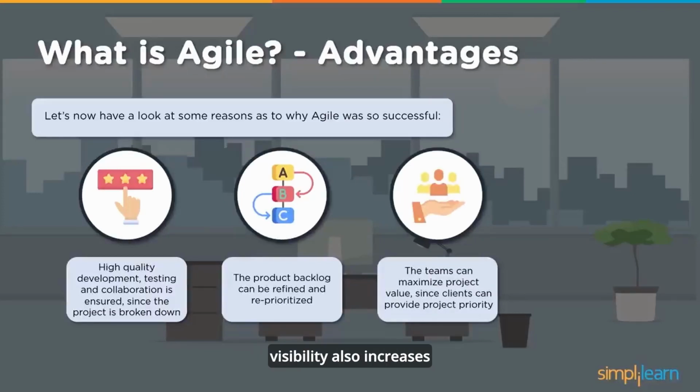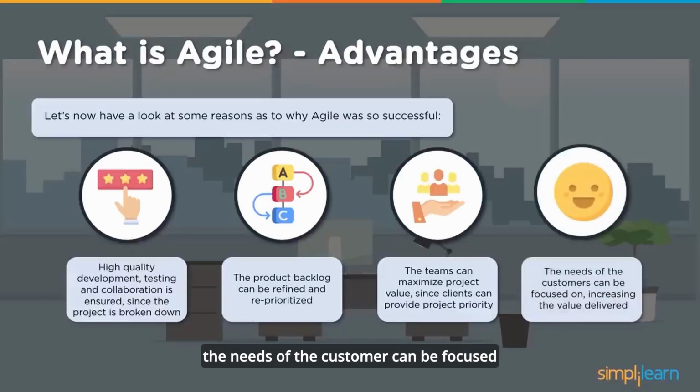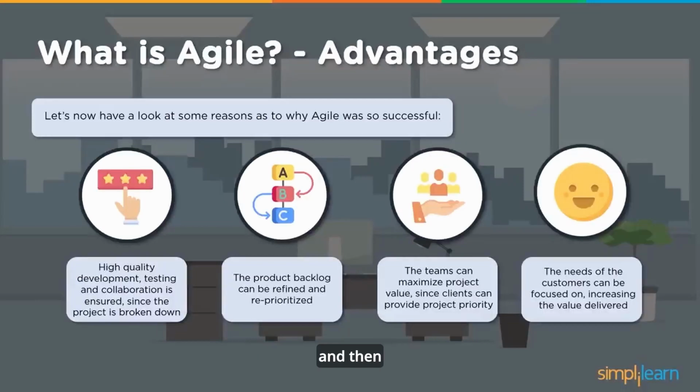Then teams can maximize project value since clients can provide project priority. As we know, the visibility also increases to the consumer as well as all the stakeholders. They will also express what value they have seen from this. And this will also help in making a decision: should we continue with this project or should we not? So better visibility, better decision making, better value realization. The needs of the customer can be focused on increasing the value delivered. As the customer gives feedback and visibility increases, the customer is getting that value and then expressing what changes, what additionally they may require, how it can be made better. So these interactions can happen, and the customer can be focused on increasing the value delivery.